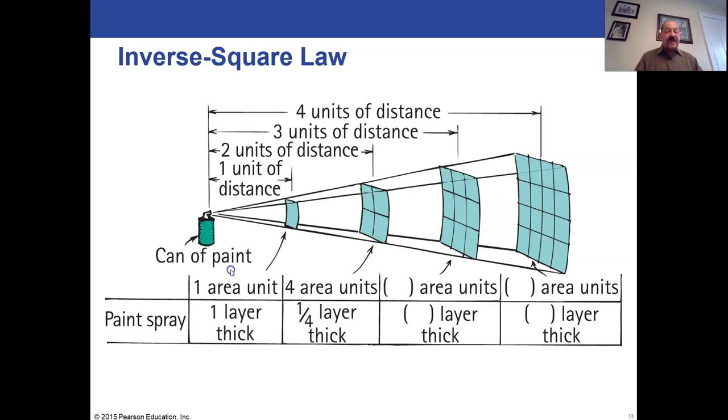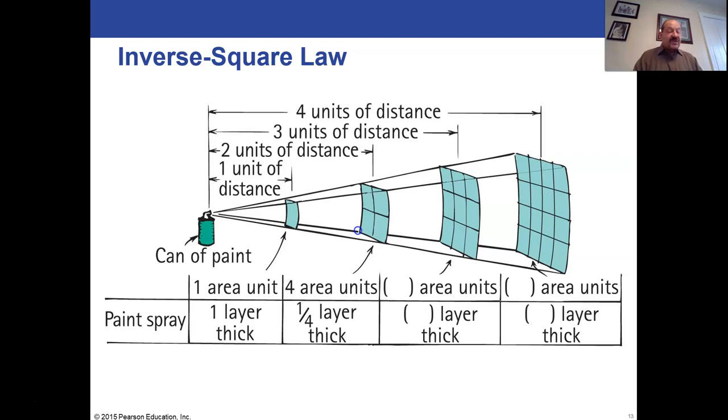So what does that mean? Well, let's say these units of distance, let's just call them meters for now. You can see that if you look at 1 meter distance, the paint will spray a square of 1 meter by 1 meter, a 1 meter square area. So that's at 1 meter distance. But if we double our distance to 2 meters, the area will increase by the square of the change in distance. What does that mean? That means we went from 1 meter to 2 meters. The new area that the can is spraying is 2 meters by 2 meters, or 4 square meters.